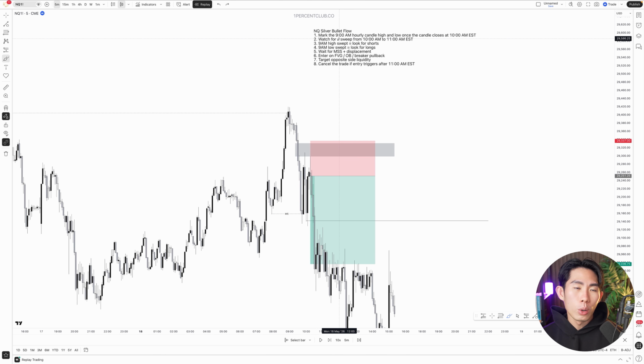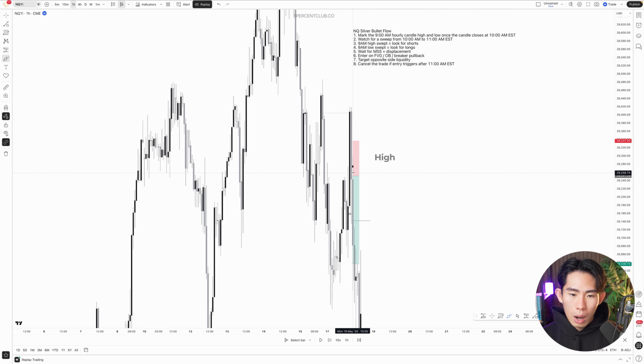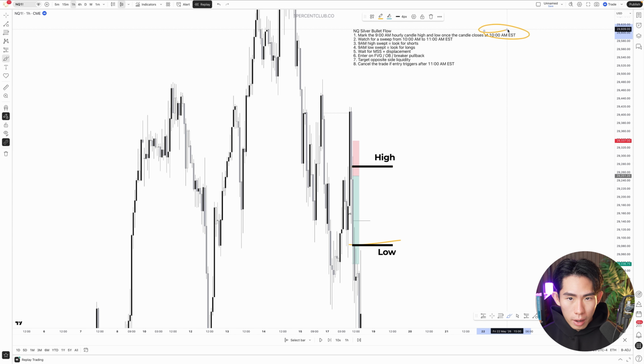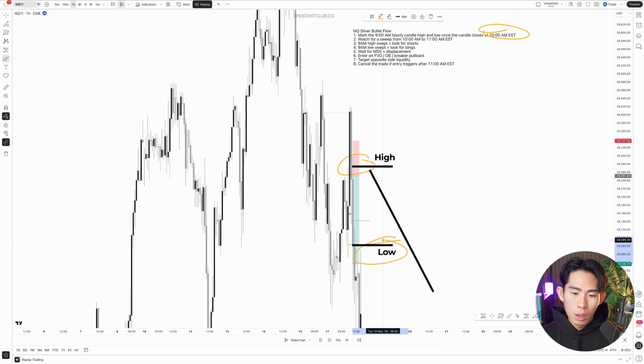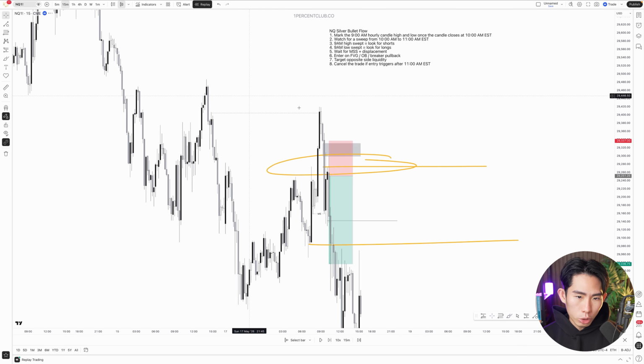Now, the second way for you to apply this Silver Bullet strategy to NASDAQ or indices in general is to just mark the 9 a.m. hourly candle high and low, like what I've done right there. Hourly candle high and low, just like this. Once the candle has closed at 10 a.m., you just wait for a sweep to happen from 10 a.m. to 11 a.m. Eastern Standard Time. And then if price hits the high, you look for shorts. If price hits the low, you look for longs, right?